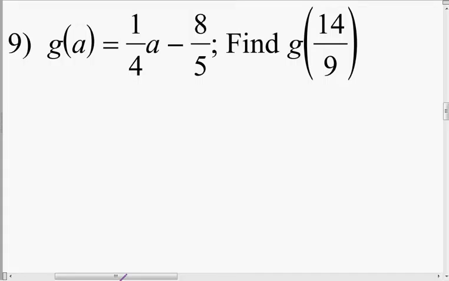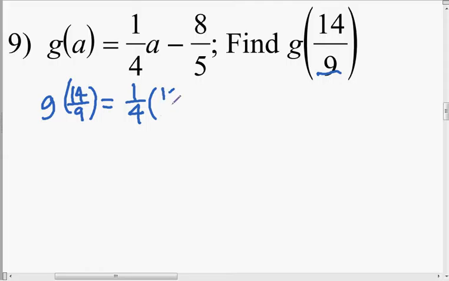Solving is essentially the same, but you have to think about what it means to subtract a fraction, what it means to multiply a fraction. We can't just multiply and then subtract. We have to multiply a fraction. So let's get started with that. We want g of 14 over 9, which equals 1/4 times 14 over 9 minus 8 over 5.